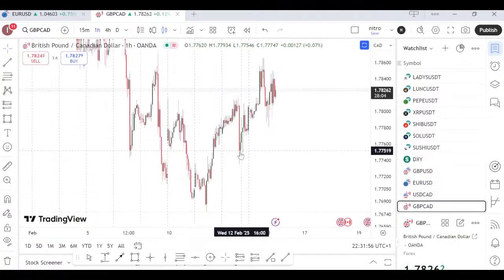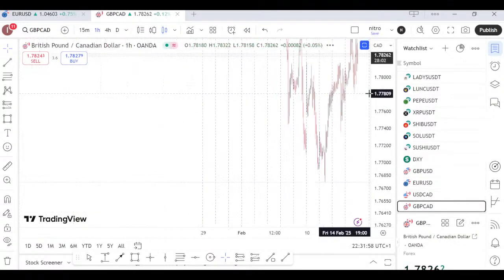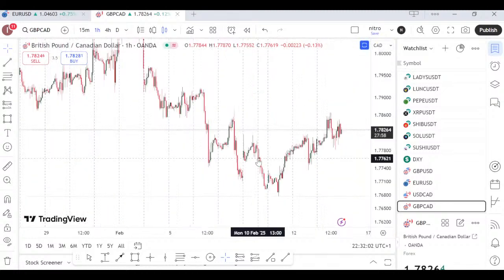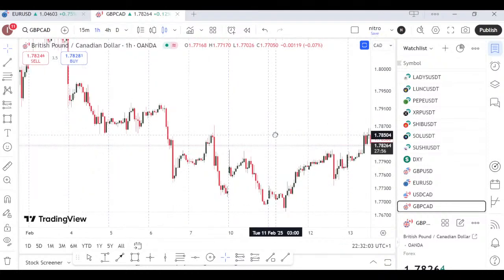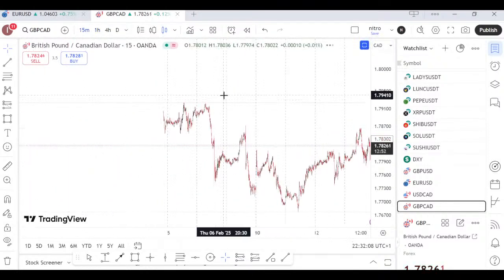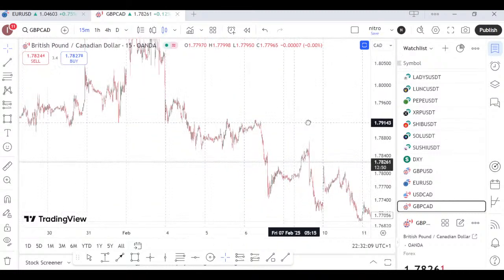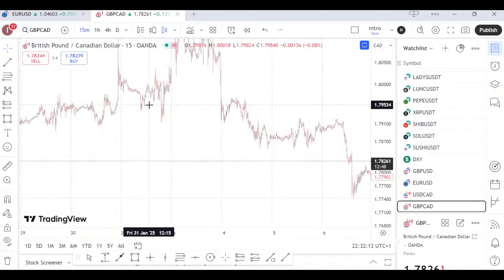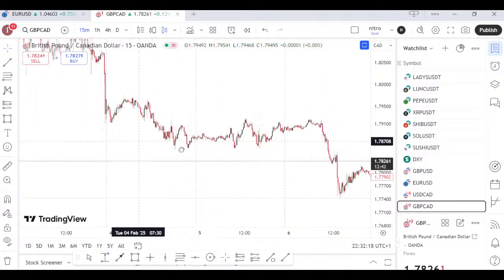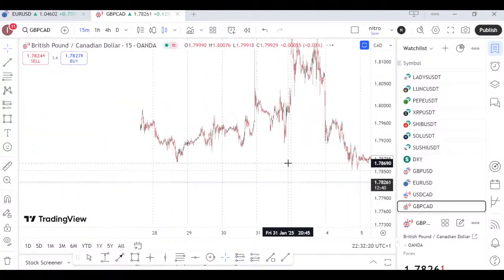GBP Canadian, do we have anything in GBP Canadian? All right, let's check GBP Canadian and see what we have. Let's go to our 15 minutes time frame. Like I said, the best time frames to trade these setups are 5 minutes or 15 minutes. If the market is so noisy on the 5 minutes time frame, you can always switch to the 15 minutes time frame so that you can have a better view of what is happening in the chart.